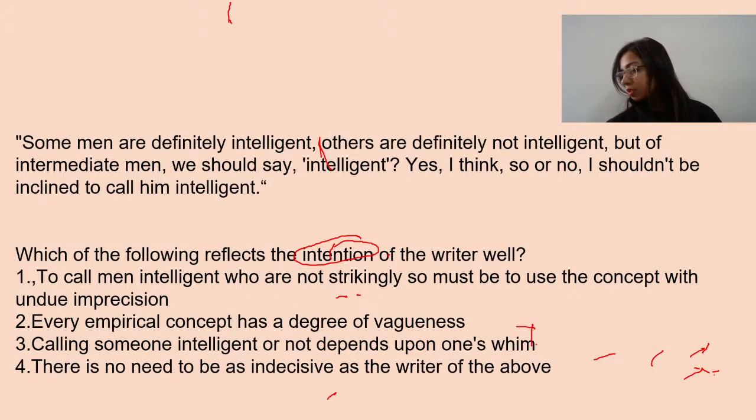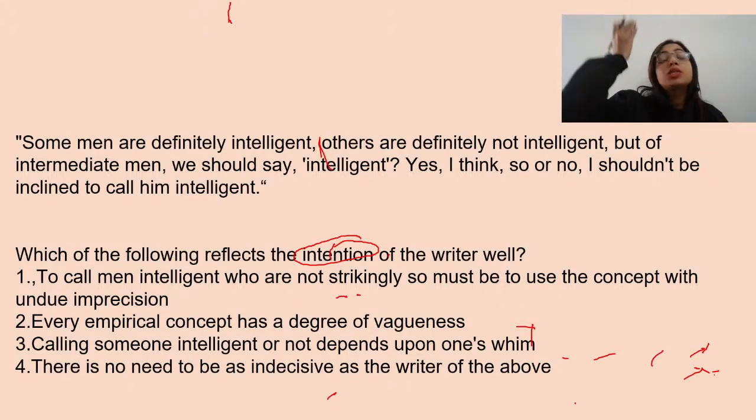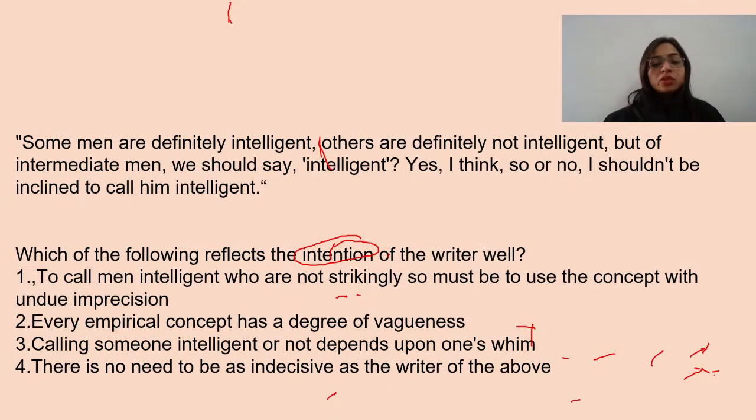So Shruti is there. Great. Comes 3. 3 says calling someone intelligent or not depends upon one's whim. We are not talking about one's whim. He said that there are clearly people who are intelligent, then there are clearly who are not. So he's not talking about calling anyone intelligent. He's talking about those people who fall in between. So 3 is also not the right answer. 2 is also not the right answer.